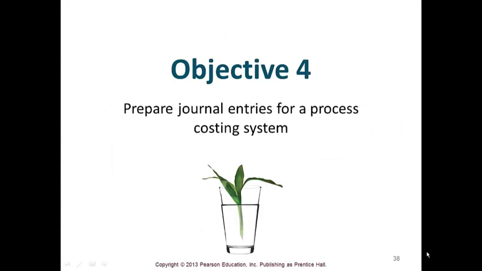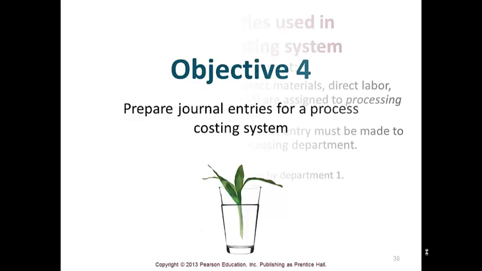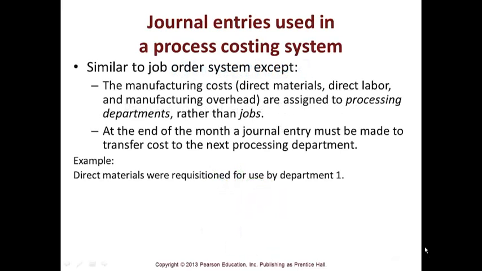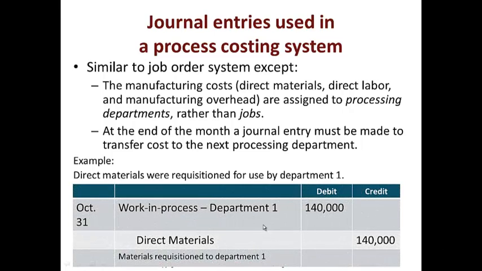unit. Objective 4 is to prepare the journal entries. So we're following our managerial accounting through our knowledge of financial accounting. Process costing is similar to job order system, except the manufacturing costs are assigned to the process departments rather than the jobs. And at the end of the month, a journal entry must be made. So here's an example where direct materials were requisitioned for use by Department 1. So here you take your work in process is debited and your direct materials are credited. Okay, this is the materials for Department 1.